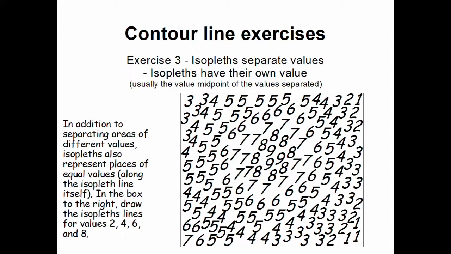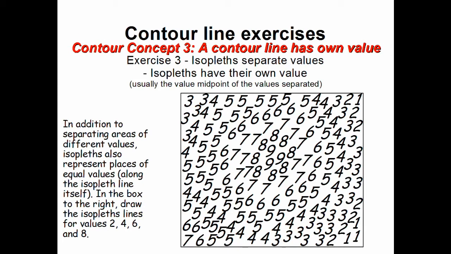Remember, all these little numbers in there are actually data points, and are right in the middle of that number. So here you have to have several isopleths that all need to fulfill their functions. Are they separating values, like higher from lower ones? Do they have their own value when you complete it? Give it a try. This is really the concept number 3 that we will introduce here, that the contour line definitely has its very own value.